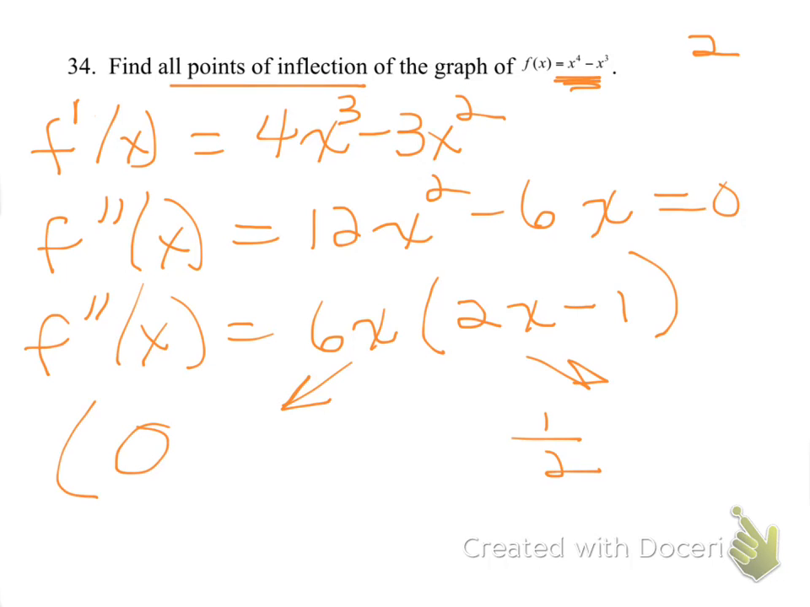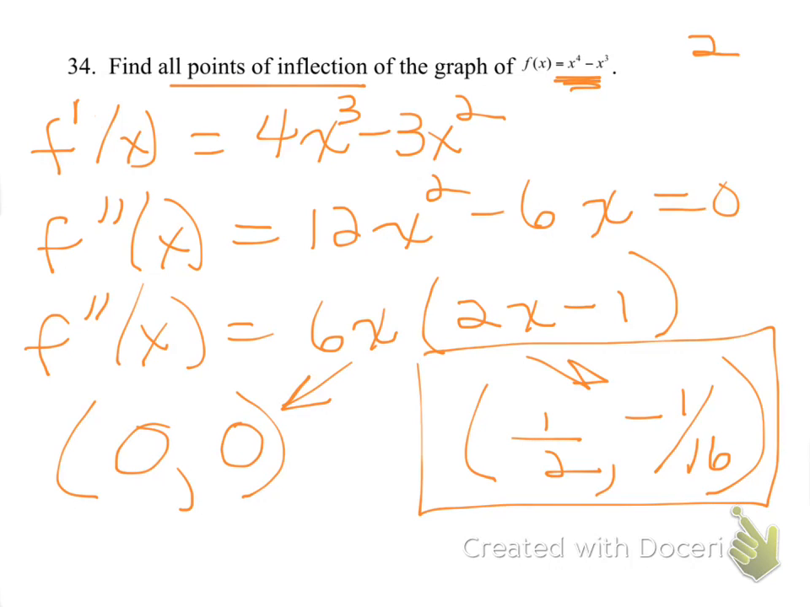Okay, so now what I have to do is plug in the 0 in the original function. I get another 0 back. Plug in the 1/2 in the original function, and when I plug in the 1/2, I should get negative 1/16 back if I do the math correctly. Alright, those are my 2 points of inflection. And again, you could check this with your graphing calculator, because you want to make these connections so that when you are not using a graphing calculator, you have built some confidence in your analysis skills.